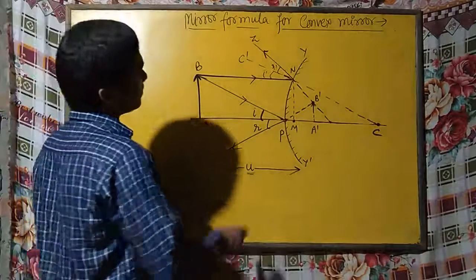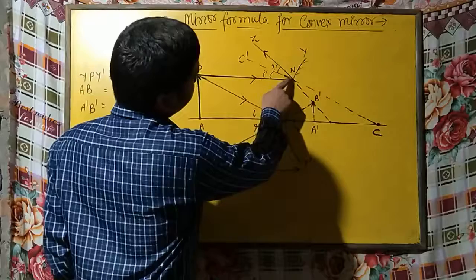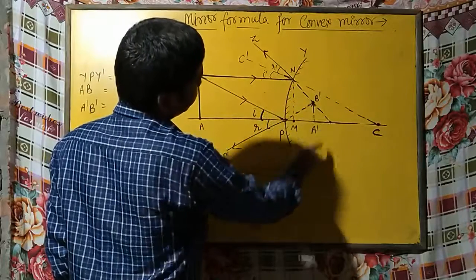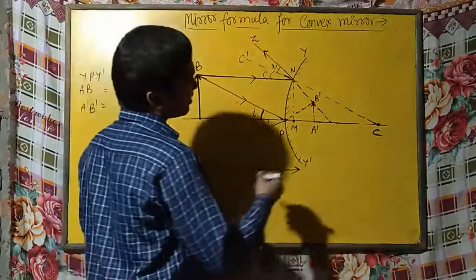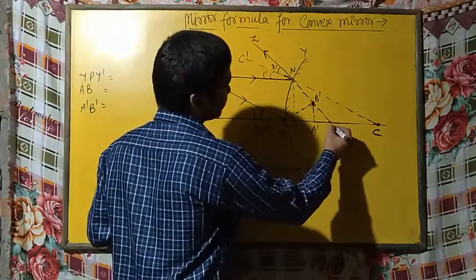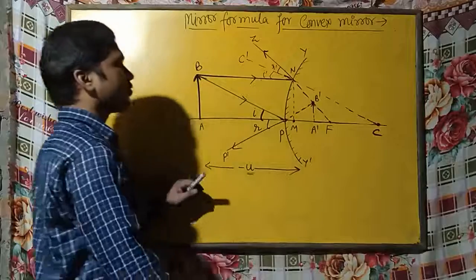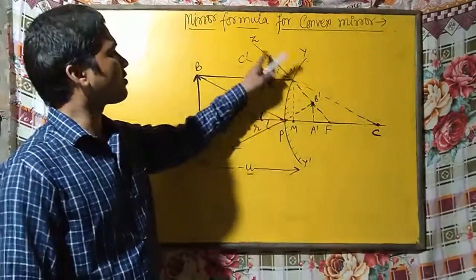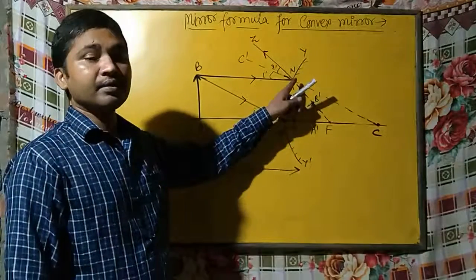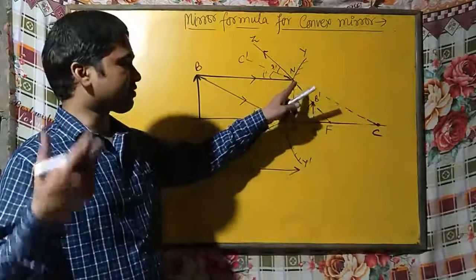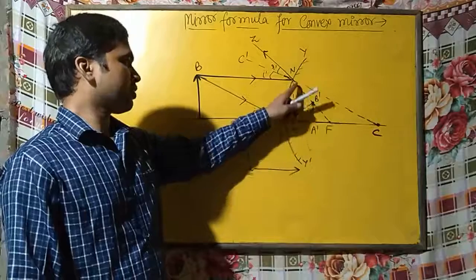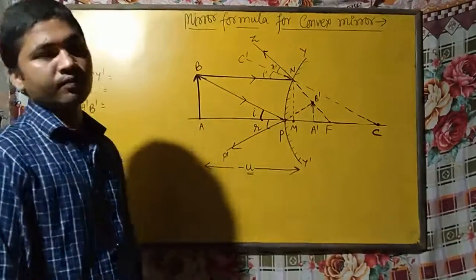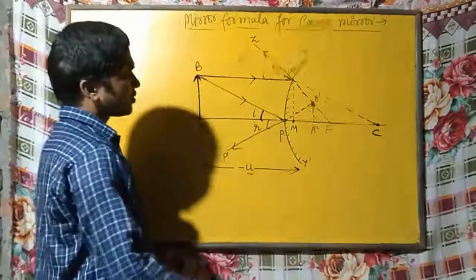Now you can see here the reflected ray, when completed in the backward direction with a dotted line, intersects at some point on the principal axis. This point must be the focus, because this is the parallel ray. After reflection, a parallel ray either intersects in reality or virtually at some point. That point is known as the focus. So you can see this one is the focus.